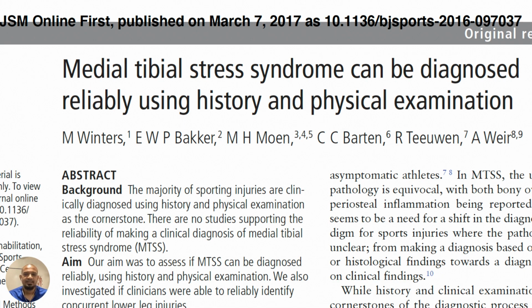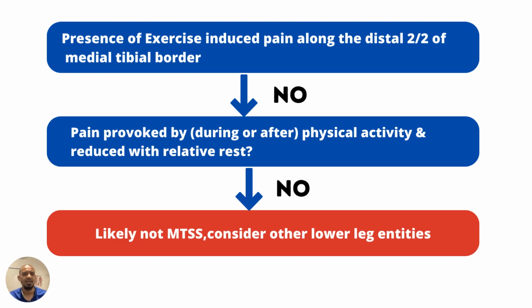Winters et al. in 2017 wrote a paper on how to assess the condition in a stepwise process, and it is the most common literature available. So how do we assess it? It's mostly an objective and subjective assessment where you can develop a working diagnosis of MTSS.